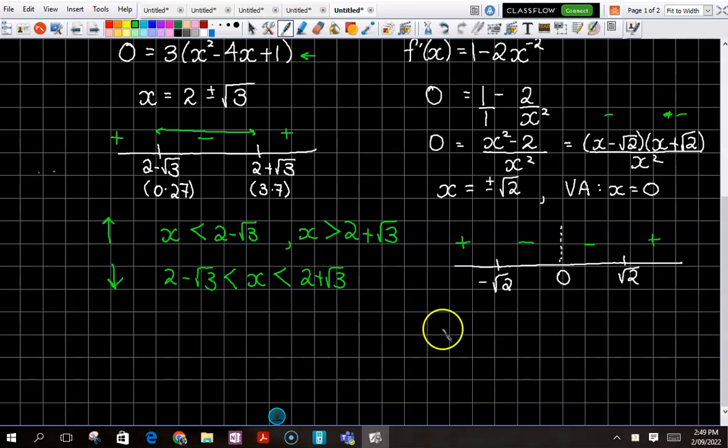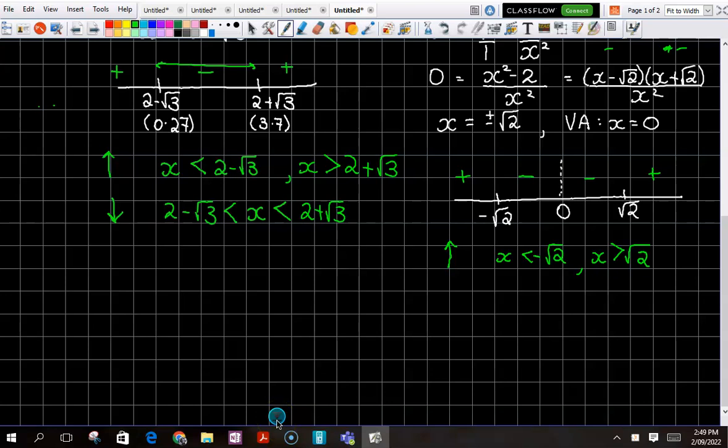So when is it increasing? It is increasing when x is less than minus root 2 and when x is greater than root 2. And it is decreasing when x is less than 0 but greater than negative root 2, and when x is less than root 2 and greater than 0.